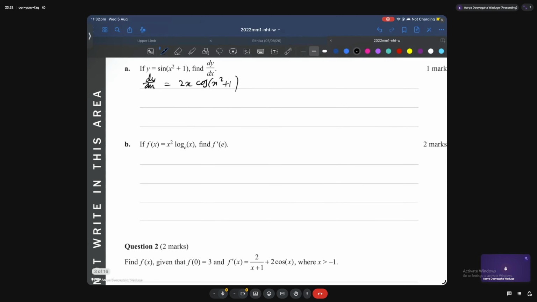Very good. This one is a very similar premise, except this is a product function. So we should apply the product rule first to get f dash of x, and then find f dash of e. So you'll get something along these lines. So f dash of e will be 2e, log e of e is 1, so plus e, which is 3e.